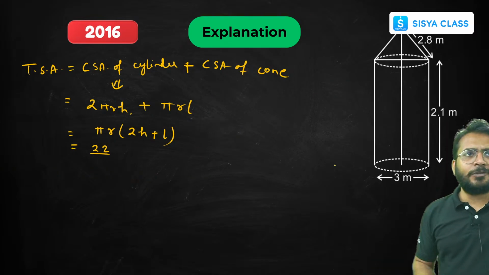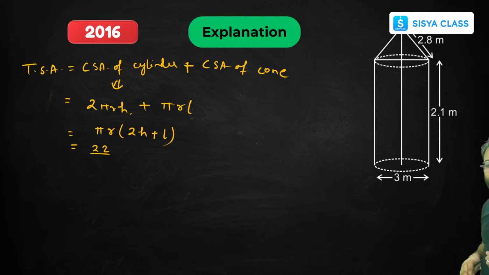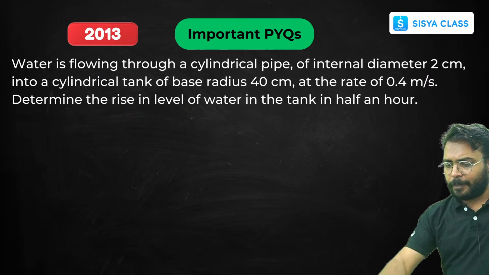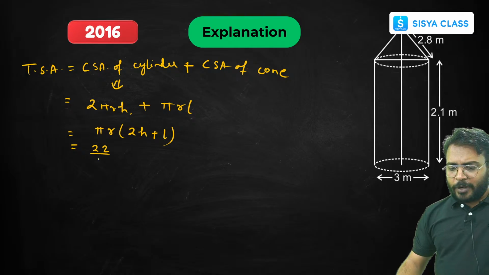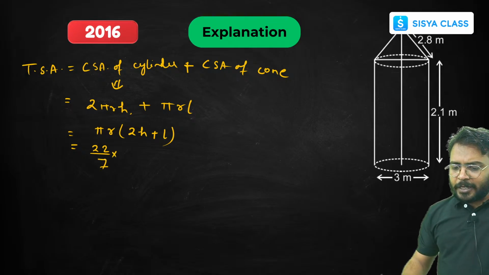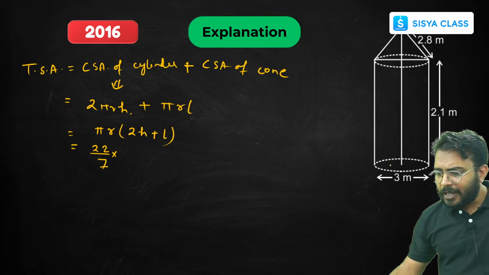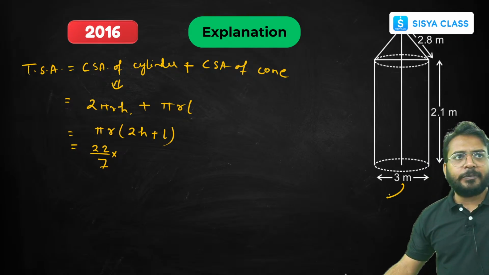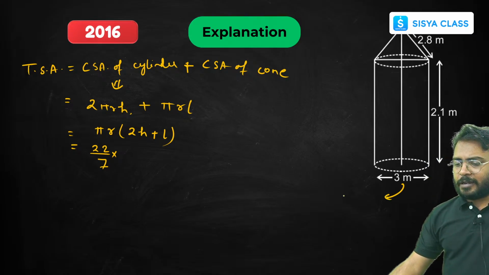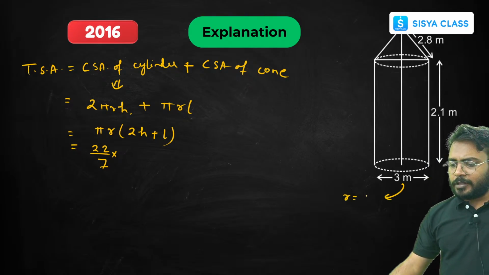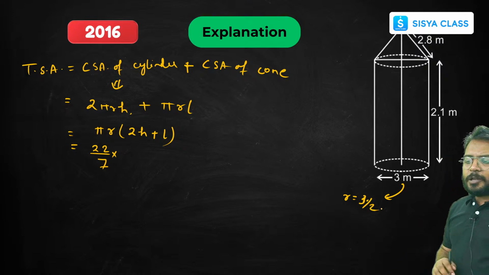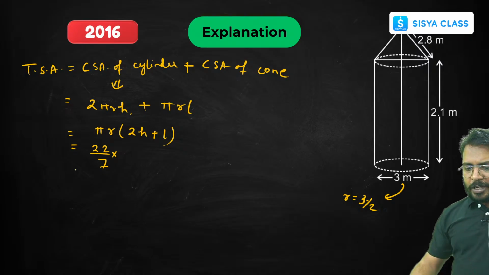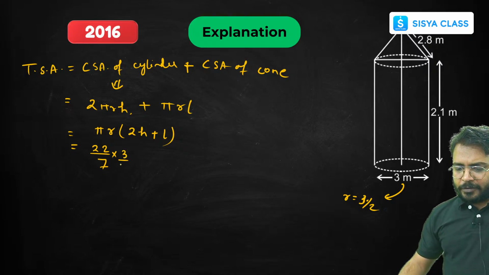All right. So already it is mentioned in the question itself that we need to take 22 by 7. Understood? Now pi means 22 by 7. R means radius. They have given the diameter, so from here we can get our radius. Radius is going to be 3 by 2, or 1.5 we can say. So can we write here 3 by 2? Yes, sir.